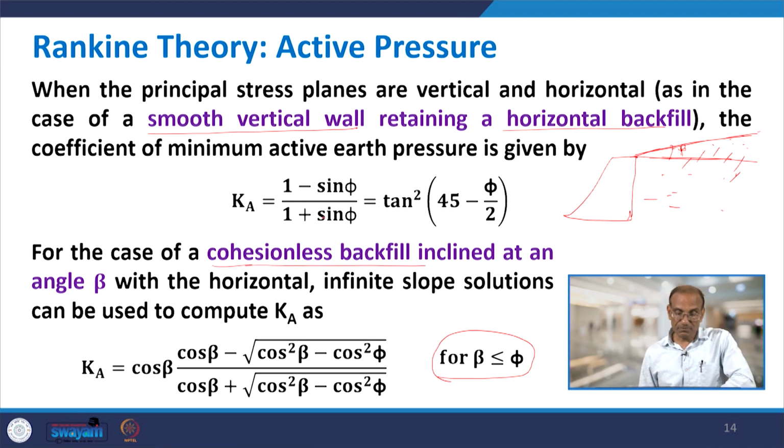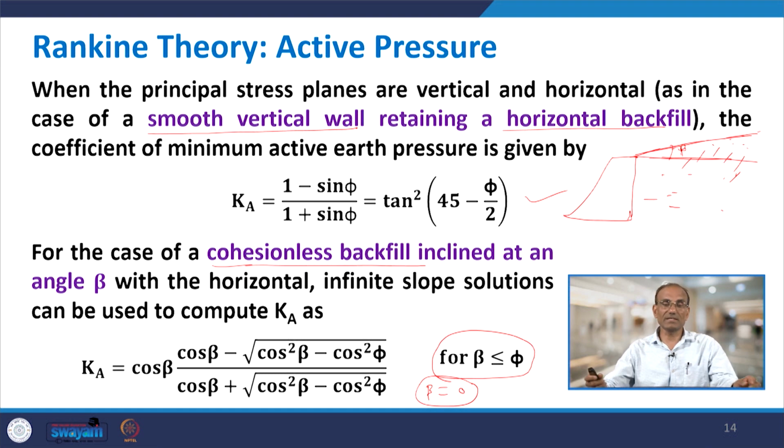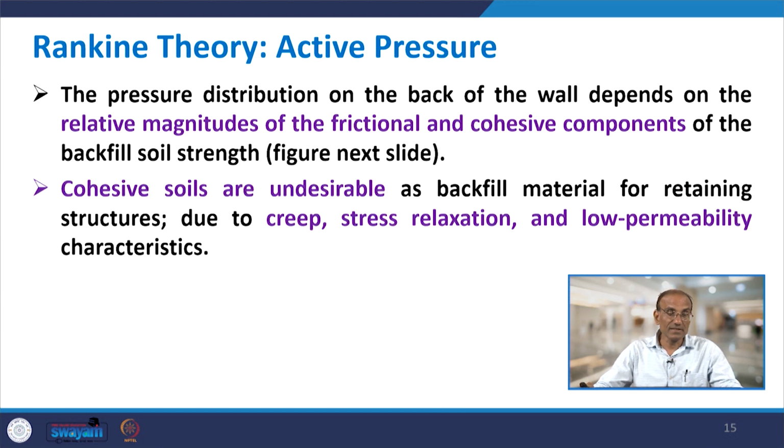Now, if I put beta equal to 0 in the second equation, then you will get the top one, because it will be 1 everywhere, and it will be 1 minus cos square phi, which is nothing but sin phi, and the root of that. So, you get the top equation for beta equal to 0. That means the second equation for Ka can be used for both beta equal to 0 as well as when beta is not 0. This way you can find the coefficient of active earth pressure.